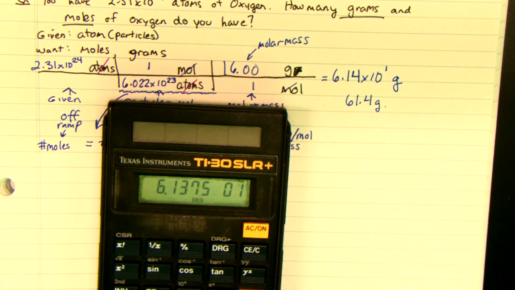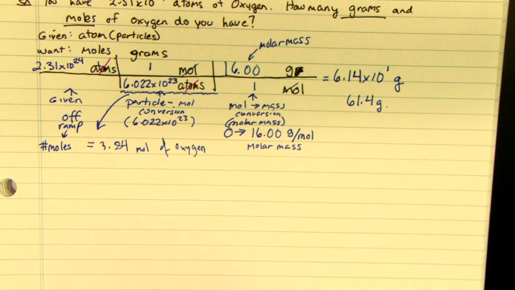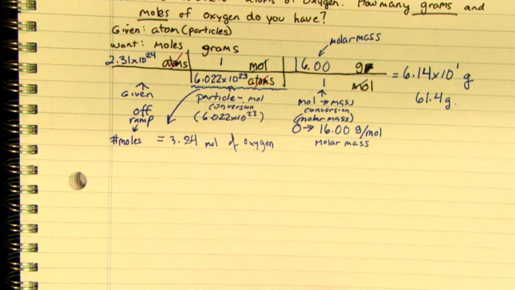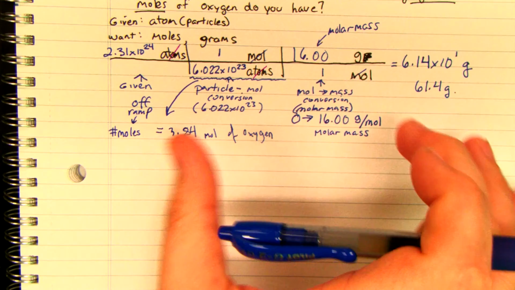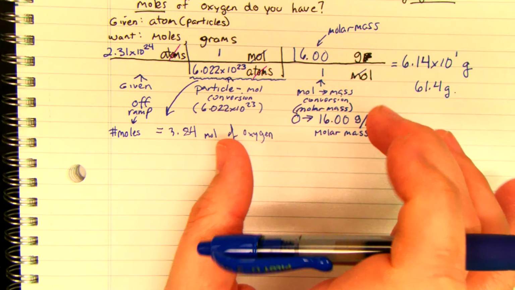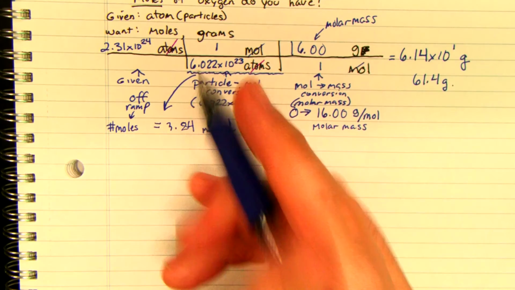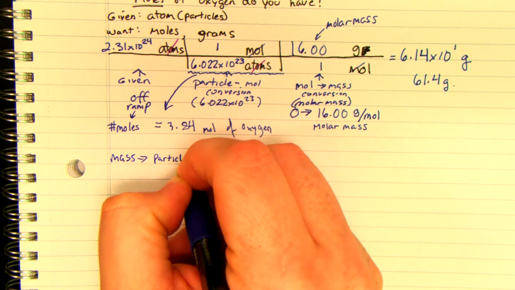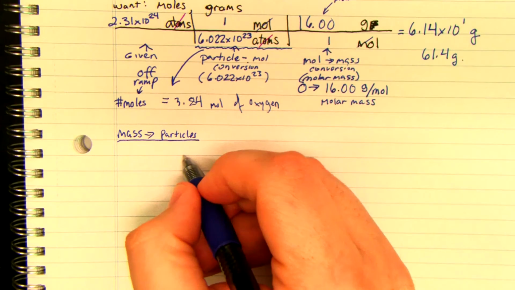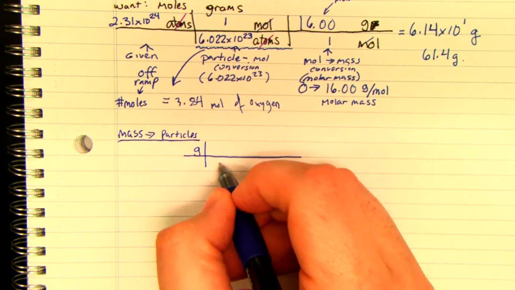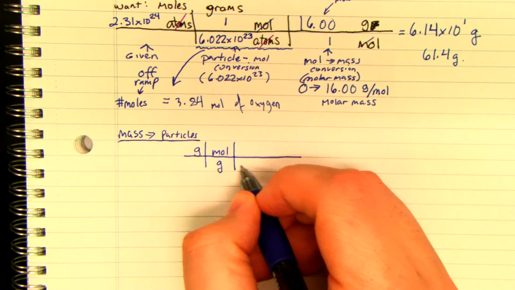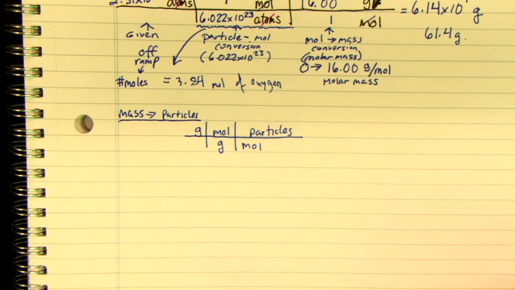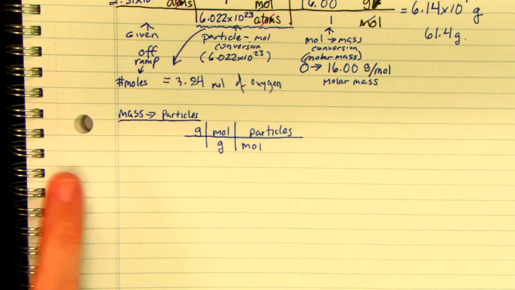Now again, it's absolutely essential to set up the unit analysis. If you go mass to particles, you're going to end up with this. It's going to go grams, and then you're going to go grams to moles. And then you're going to go moles to particles. That's your conversion. Because in this, the grams divide out, the moles divide out, you're left with particles.